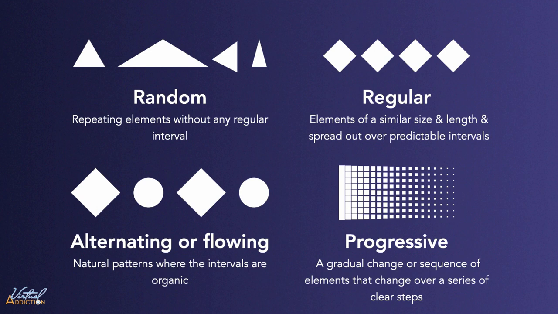Flowing rhythm is natural patterns where the intervals are organic, like a tiger's stripe or a bunch of flowers in a garden. And progressive rhythm is a gradual change or sequence of elements that change over a series of clear steps. This would be something like a color gradient, for example.